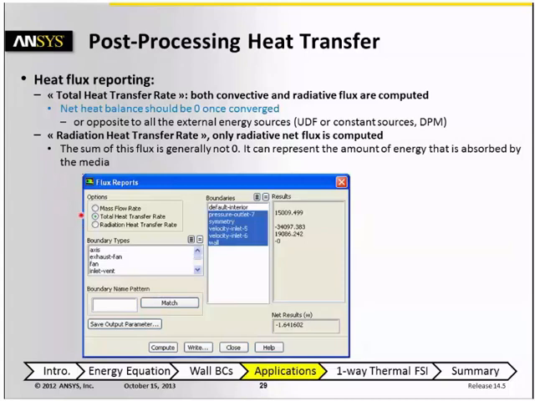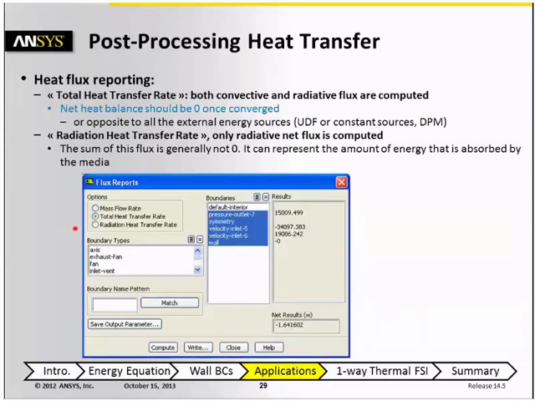The total heat transfer rate, which we see here, includes both the convective and the radiative flux, and it should generally be equal to 0 when the solution is converged, unless there's any external energy sources, such as from UDFs or UINTER in the cell zone conditions panel. In the case where there's sources, then the net balance here should be equal and opposite to the sum of all the sources that have been defined.